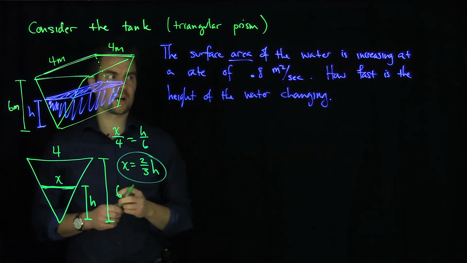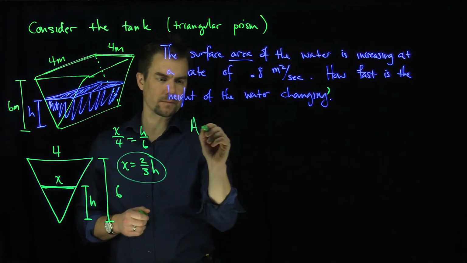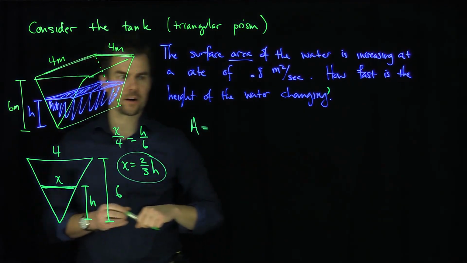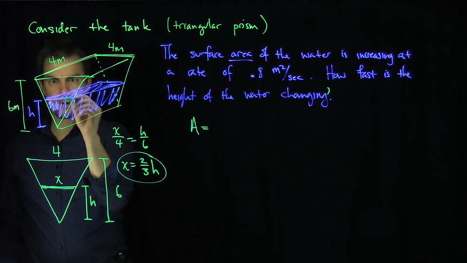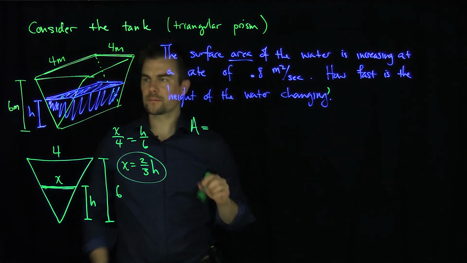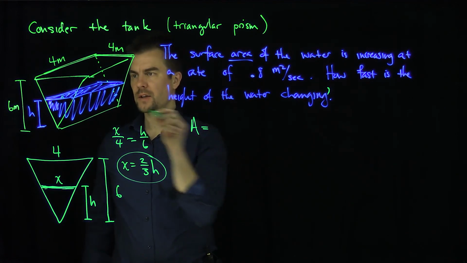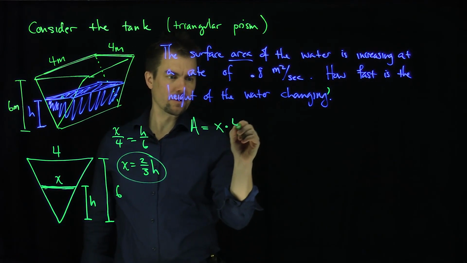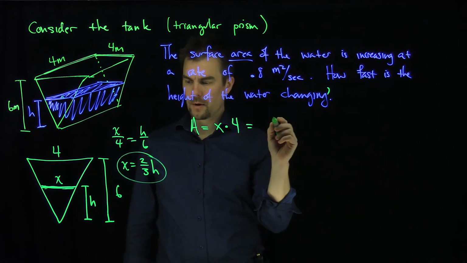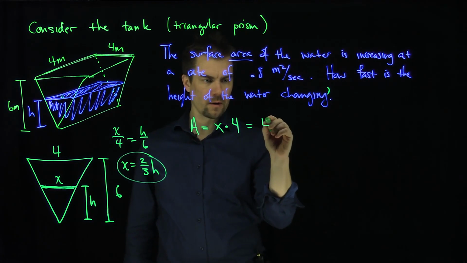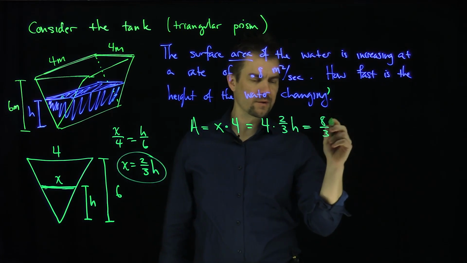So of course, what's the surface area? The area formula over here is this rectangular area. So what will it be over here? Well, it's going to be that x value that corresponds to the height of h, right? And so the area is going to be x times 4, but we know that x is 2/3 of h. So this is going to be 4 times 2/3 of h. So that's 8/3 of h.